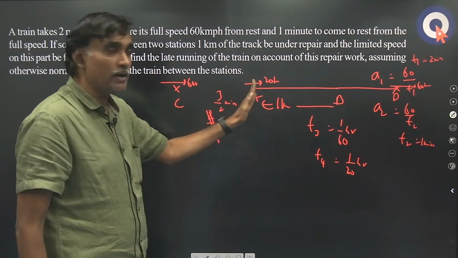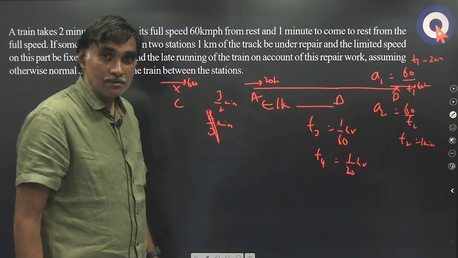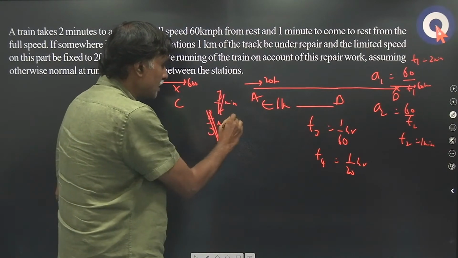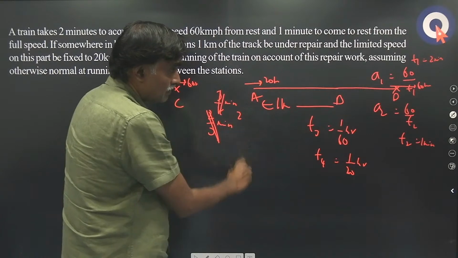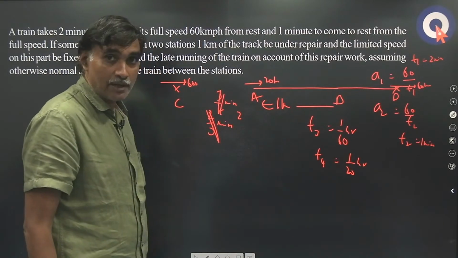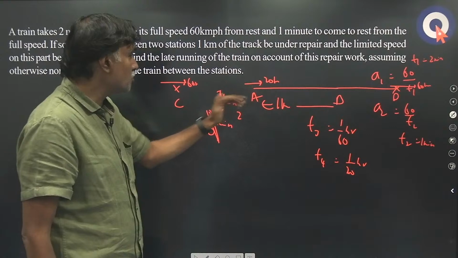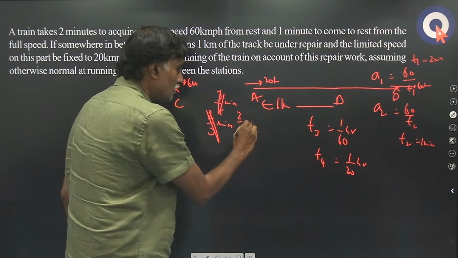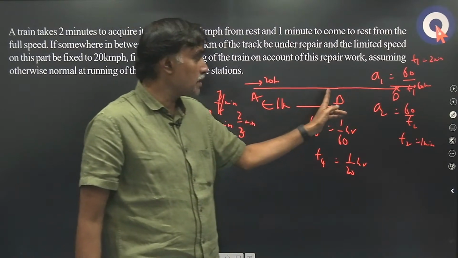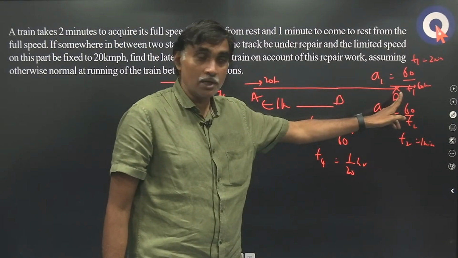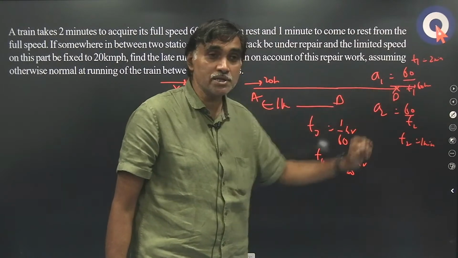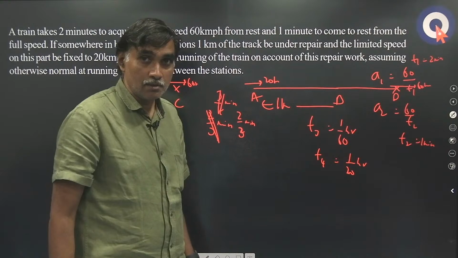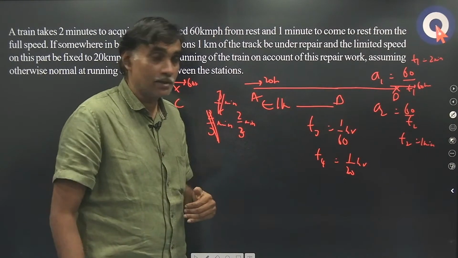Now from 60 to 20, what is the change in velocity? 40 kilometers per hour. From 60 to 0 it will take 1 minute. From 60 to 20, how much time will it take? 2/3 minutes. Okay. Now here also it should accelerate from 20 to 60. From 0 to 60, how much time will it take? 2 minutes, meaning the change in velocity is 60. It will take 2 minutes.